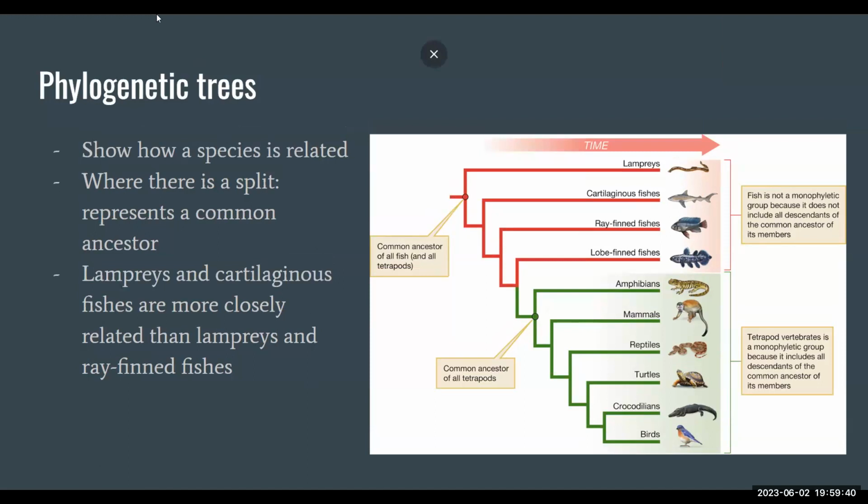Let me see. So this is what a node is, and this is where there's a split between the different animals. And so I was saying that the lampreys and these fishes are more closely related than the lampreys and this fish, because they have a common ancestor here. But this fish is further away from the lampreys than these two. So hopefully that makes sense. And then basically all of these nodes here are common ancestors of the animals. So for reptiles and turtles, their common ancestor is here. And so yeah, hopefully that makes sense.